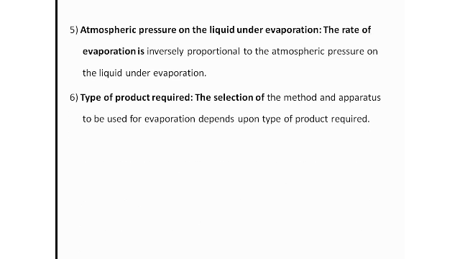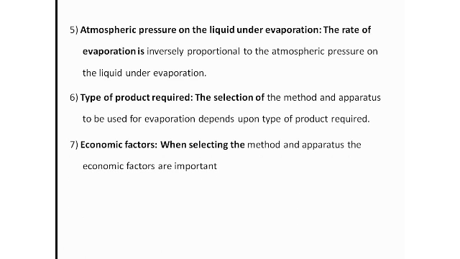The next one is the type of product required. The selection of the method of evaporation, what method we are going to select, right? And the apparatus you are going to select for the evaporation depends upon the type of product you require. For parenteral products, you are going to use a different type of evaporation method. For general ophthalmic products, you are going to use a different type of evaporation. For general liquid production, you are going to use a different type of apparatus, a different type of method. For generally concentrating any drug molecule or any formulation, you will have a different type of method, right?